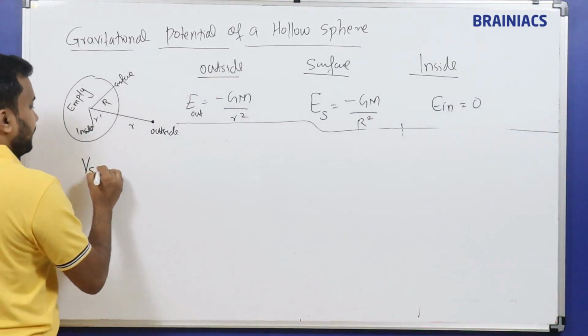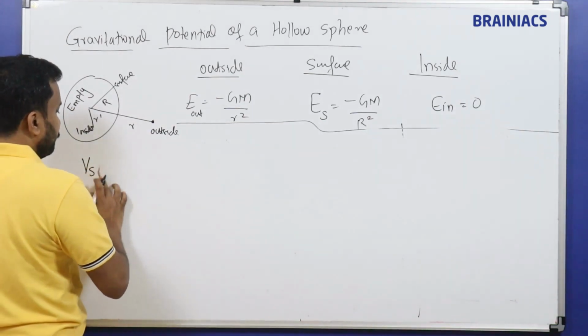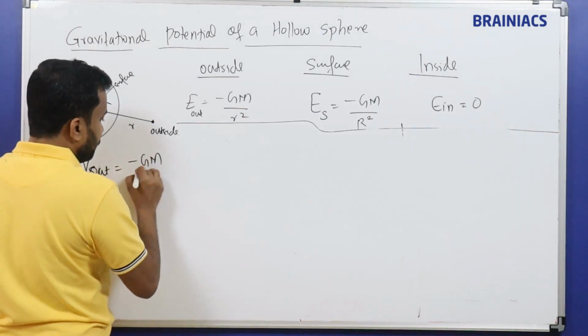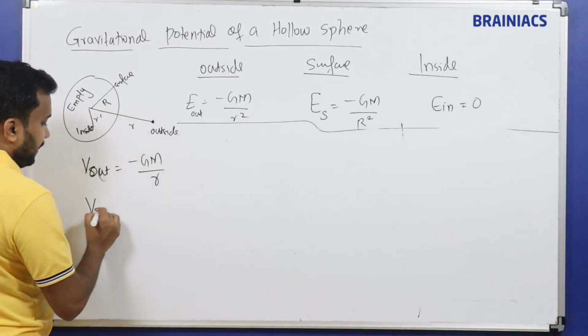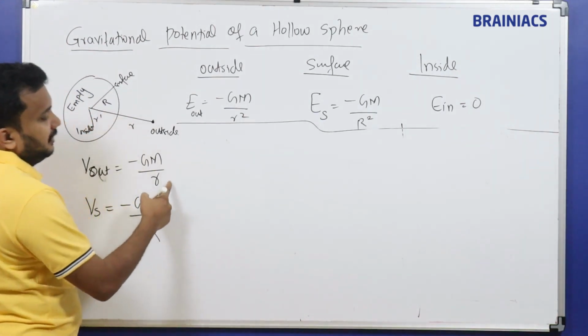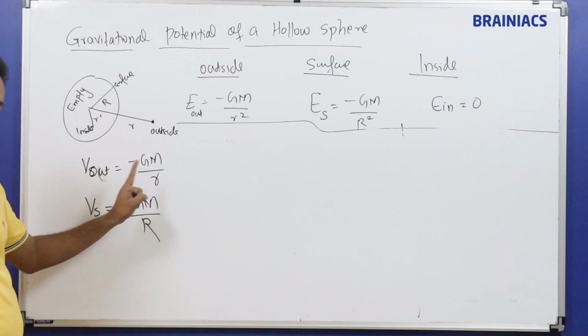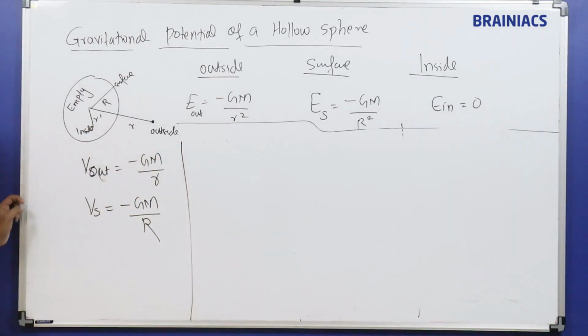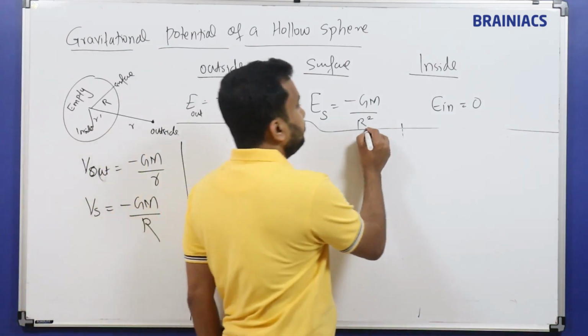So V surface. Now we got the two equations. We know V out is equal to minus GM by small r. V surface is equal to minus GM divided by capital R. How you have done for small r, the same method you do for capital R. So this is simple. These two things we got.